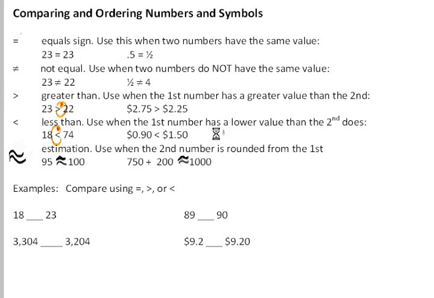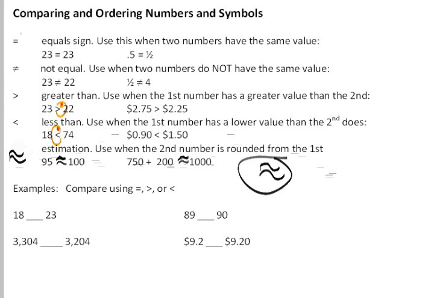One other symbol that's very important is the estimation symbol. It's kind of like a wavy equal sign. It shows estimation. It means is approximately or is about, and we use it when we're rounding. So for example, 95 is approximately 100, or 95 rounds to 100. Or 750 plus 200 is approximately 1,000. It's not exactly equal to 1,000, but it's approximately 1,000. So that's when we use this estimation symbol.